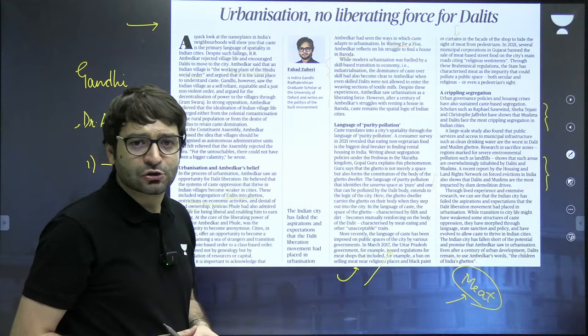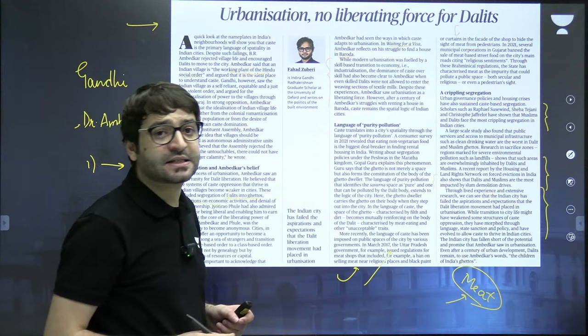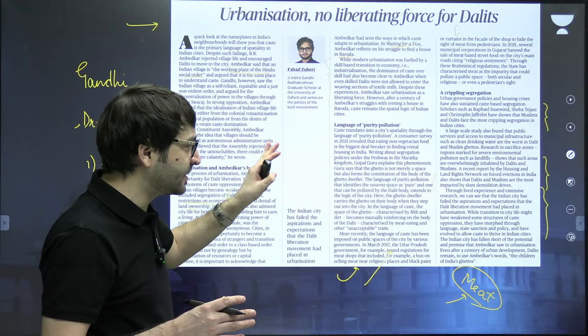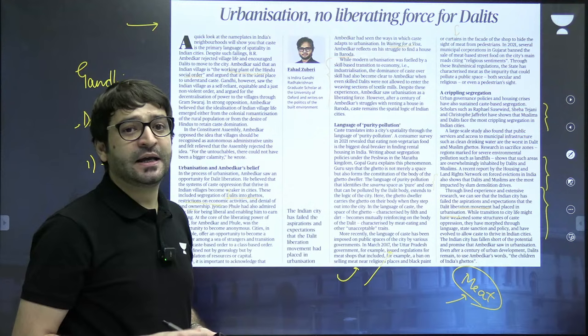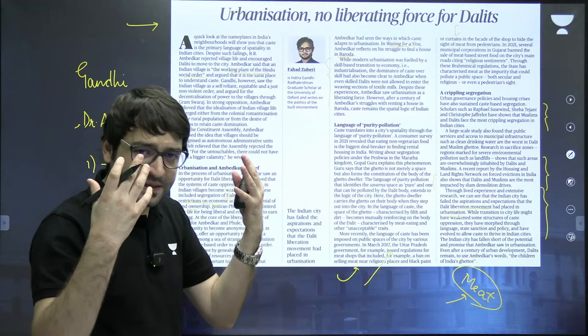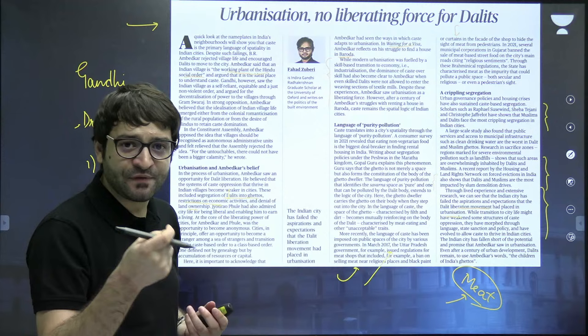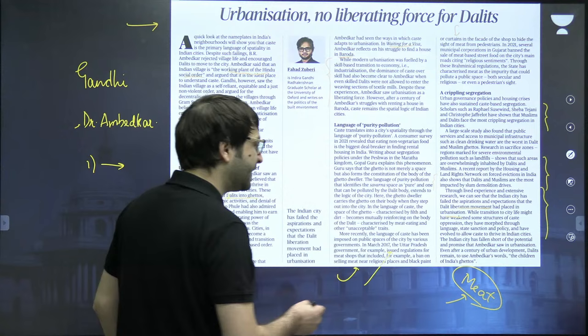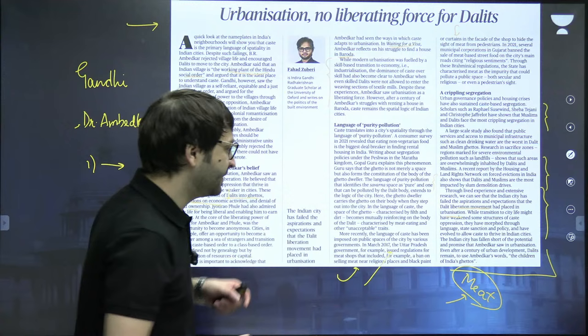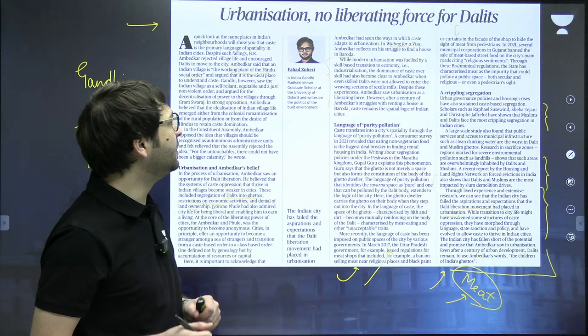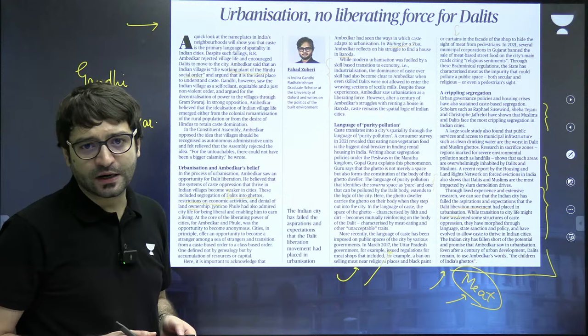So according to this author, through lived experience and extensive research, what we can see today is that the Indian city has failed the aspirations and expectations that the Dalit liberation movement had placed in urbanization. The promise that Dr. Ambedkar and Jyotirao Phule saw in urbanization, we have failed to live up to. Despite urbanization, Dalits continue to remain, in Dr. Ambedkar's words, the children of India's ghettos. That is what you need to understand from this topic: urbanization, no liberating force for Dalits.